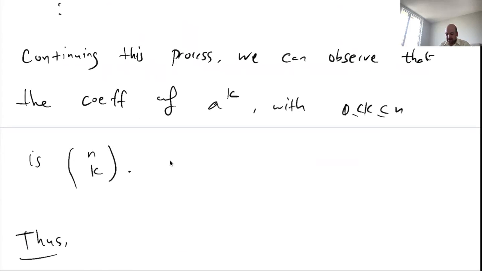Similarly, for the a to power k term, we have to choose k brackets out of n brackets to choose a from them. And the remaining brackets, how many brackets will be remaining if I choose k of them, and there are n in total? So n minus k brackets will be left. And from those remaining brackets, we have to choose b. So the power of b here would be b to power n minus k. Power of a would be k, power of b would be n minus k.